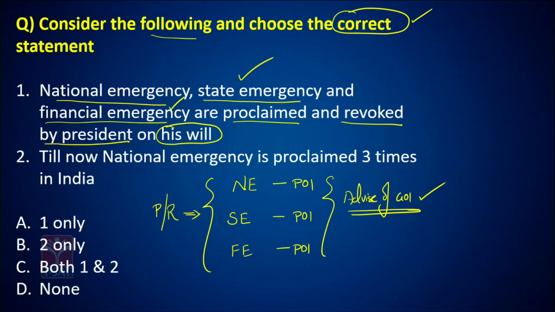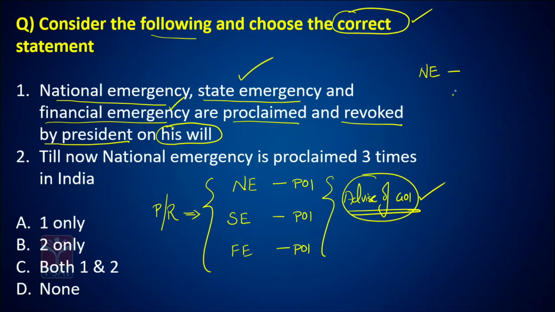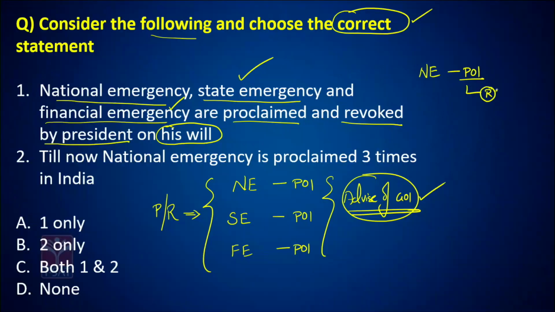Let me repeat this again for you all. Point number 1: all three types of emergencies can be proclaimed by the President on the advice of the government of India. Clear. Point number 2: the national emergency can be revoked by the President of India only when a resolution is passed in Lok Sabha.